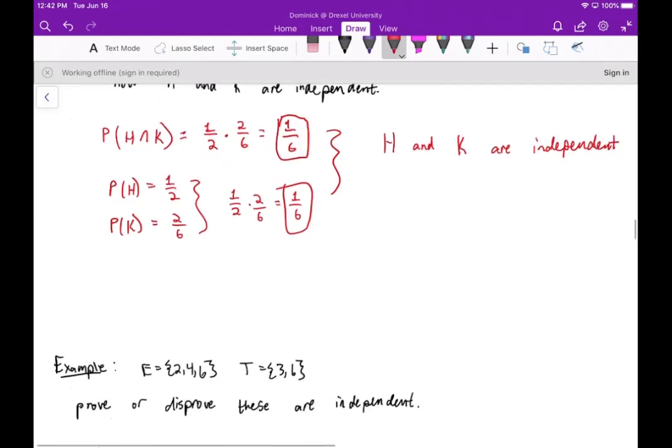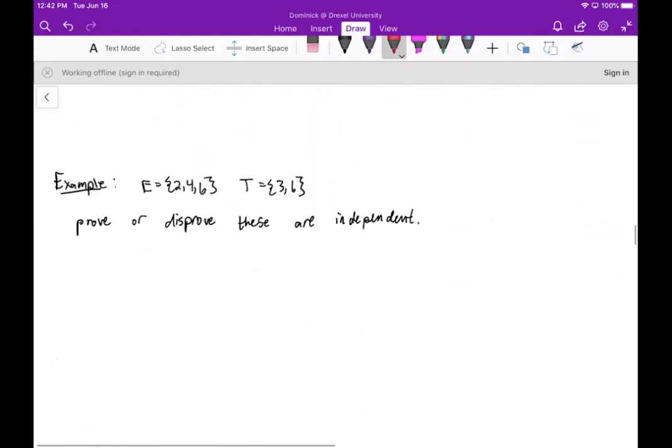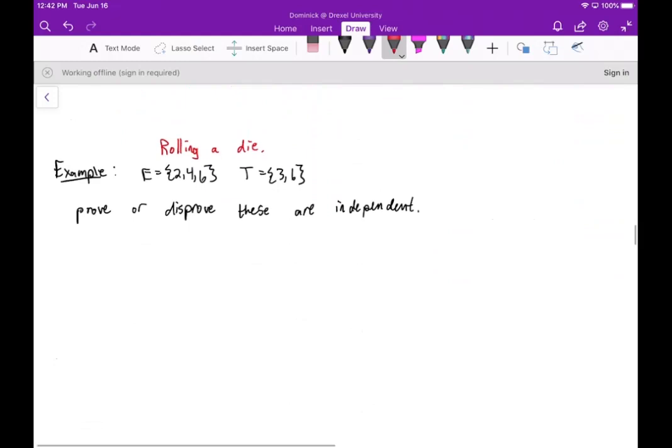Okay, so that's the idea. Now, we're given two events, and the experiment is rolling a single die. We have the event E that we roll an even number, and the event T that it's divisible by 3. We want to prove or disprove that these are independent. So how do we do that? We need to find the probability of E intersect T. E intersect T is just the event of rolling a 6. It's the only even number that's divisible by 3.